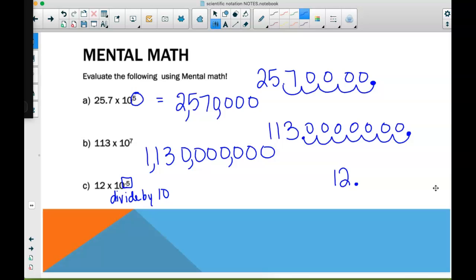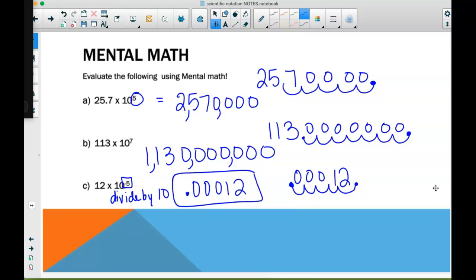So if the exponent is negative, we're moving the other direction. So 1, 2, 3, 4, 5, which means I need zeros in front of the 12. So it's 0.00012. Okay, questions on that? Okay, so that's how we deal with multiplying or dividing by 10.